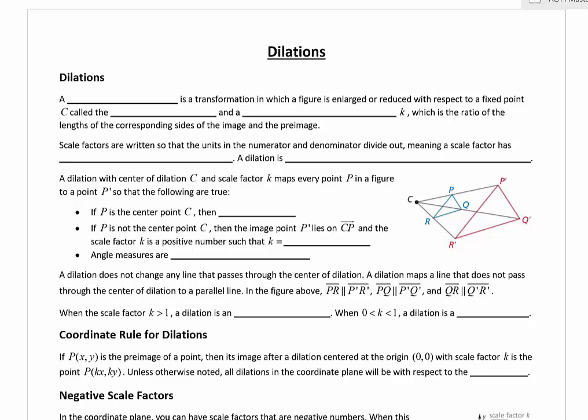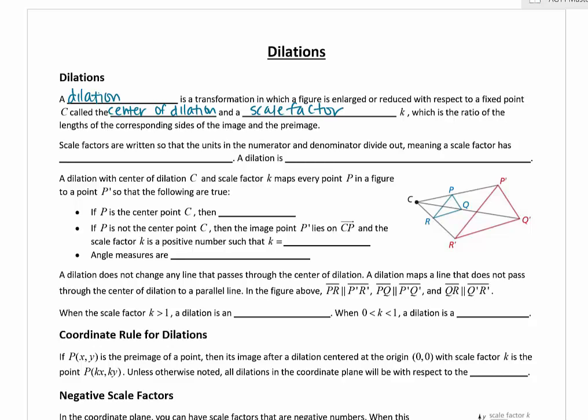Okay, so our last transformation is a dilation. A dilation is a transformation in which a figure is enlarged or reduced with respect to a fixed point called the center of dilation and a scale factor K, which is the ratio of the lengths of the corresponding sides of the image and the pre-image.